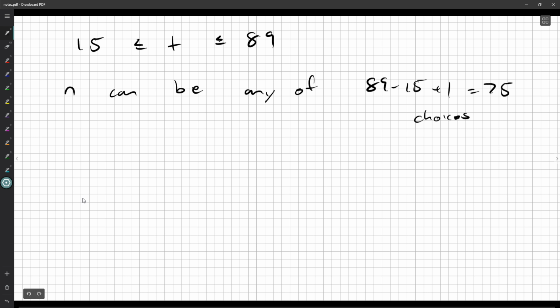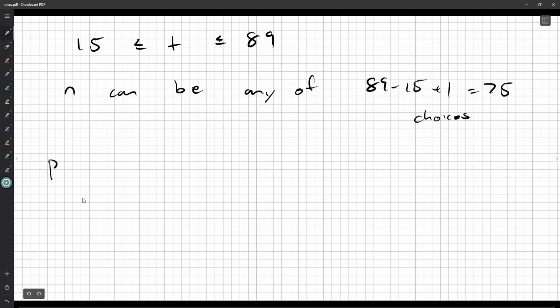Okay. If we wanted to, we could double check. 89 squared times 6 is less than 48400. But if I did 90 squared and I multiply it by 6, that's more. Same thing, 15 squared times 6, we're in the clear. Okay, so there are 75 choices there.